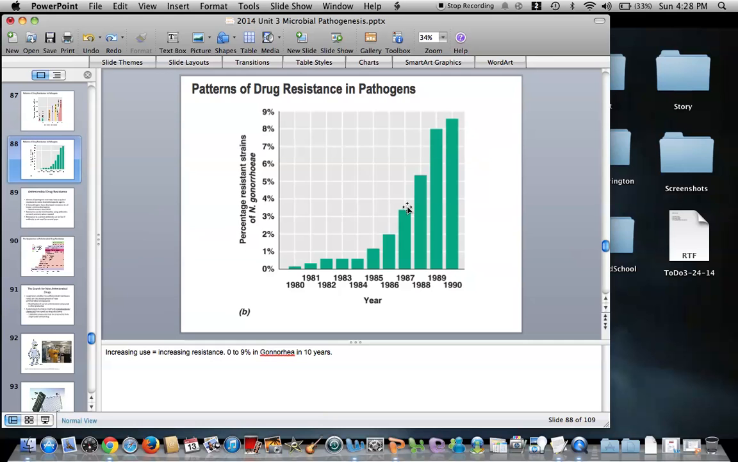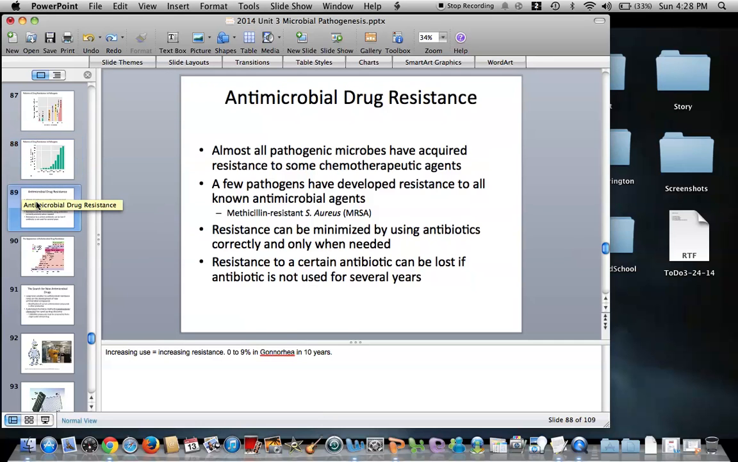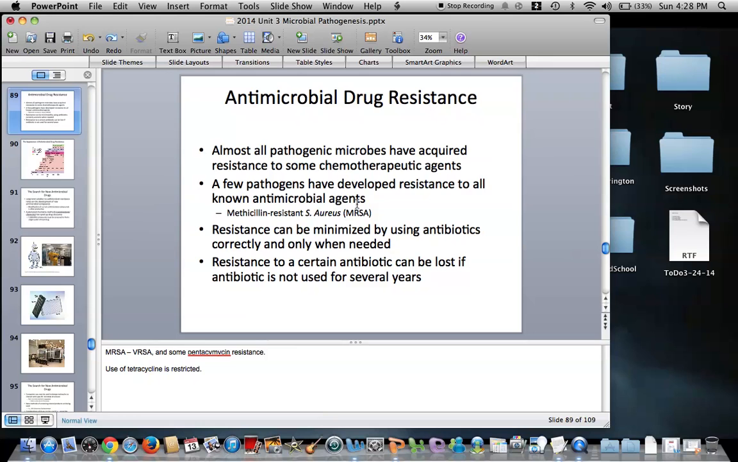This is just showing how quickly drug resistance in Neisseria gonorrhoeae is growing. Almost all pathogens have a strain that has acquired some resistance. A few have done it to all known microbial agents. Resistance can be minimized by using antibiotics only when needed, and resistance to a certain antibiotic can be lost if the antibiotic is not used for several years. So if it goes out of the cycle, the microbes will lose the R plasmid, and then you can start using it again.